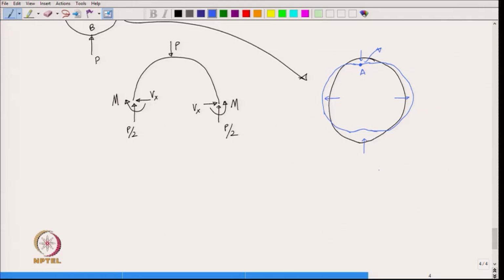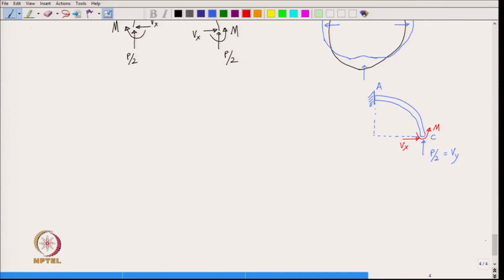is it not? So, we can just think of a quarter of the ring, and then think that the top end is clamped, because we have figured out this does not rotate due to symmetry. Okay. So, that is the point A, and then at the point C here we have P by 2, let us say we call it Vy, and then we have Vx also, right. We have Vx and the moment M.